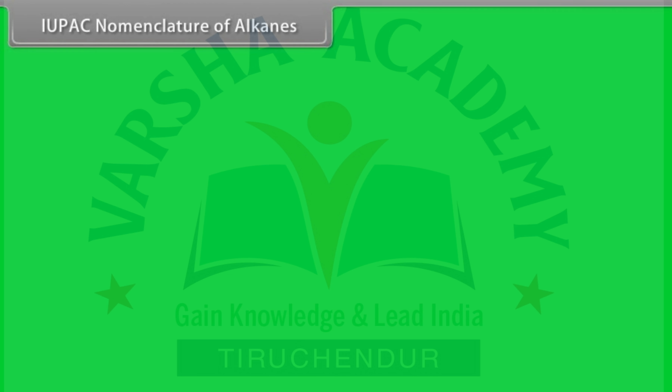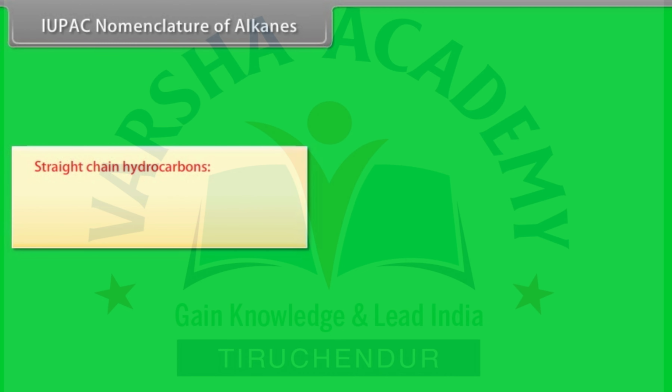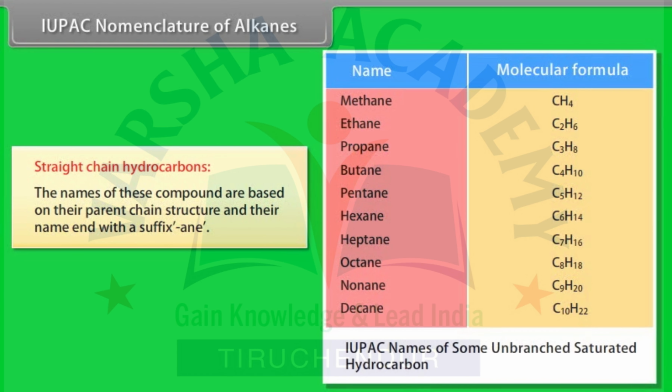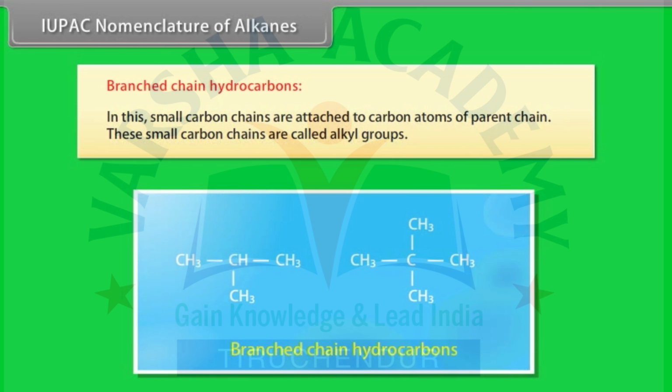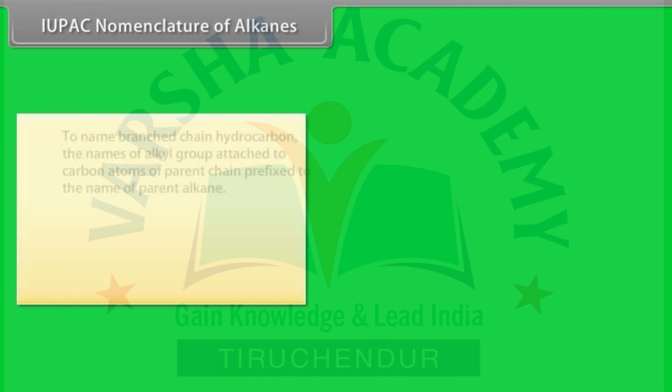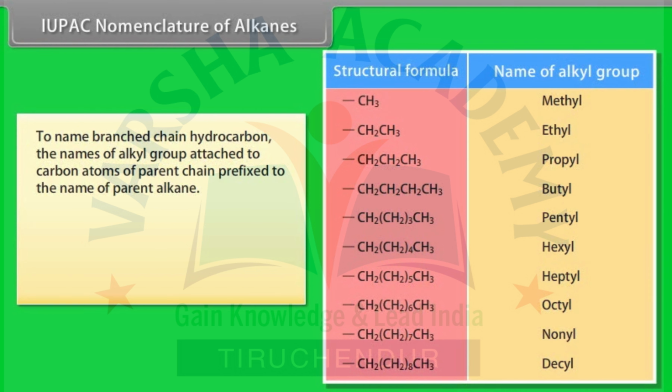IUPAC nomenclature of alkanes. Straight-chain hydrocarbons. The names of these compounds are based on their parent chain structure, and their name ends with the suffix -ane. Branched-chain hydrocarbons. In this, small carbon chains are attached to carbon atoms of the parent chain. These small carbon chains are called alkyl groups. To name a branched-chain hydrocarbon, the names of alkyl groups attached to carbon atoms of the parent chain are prefixed to the name of the parent alkane.